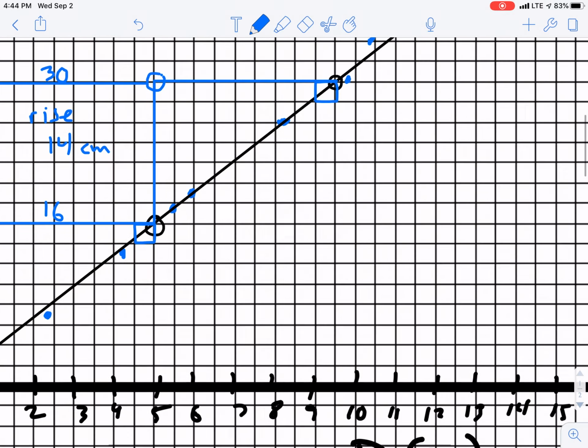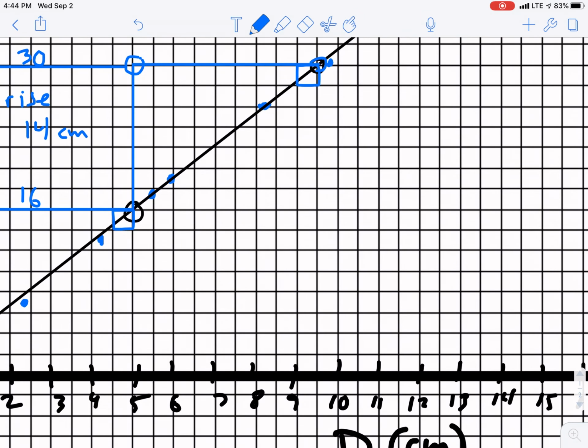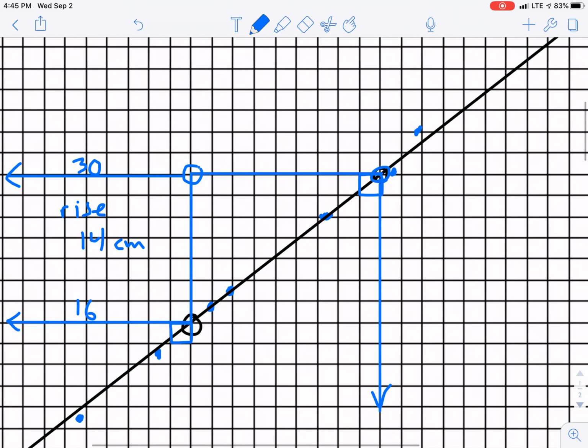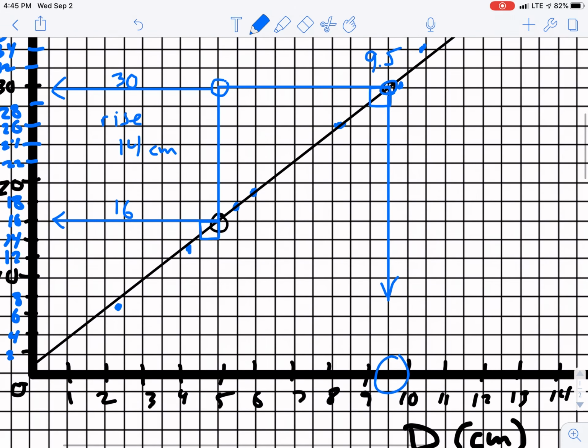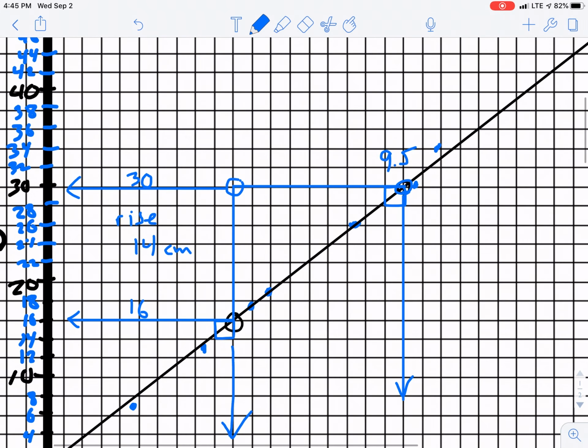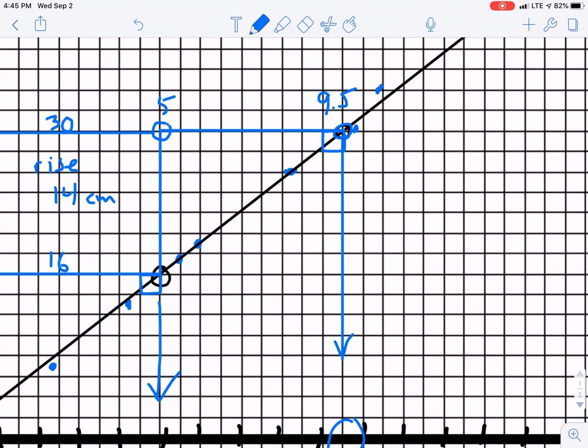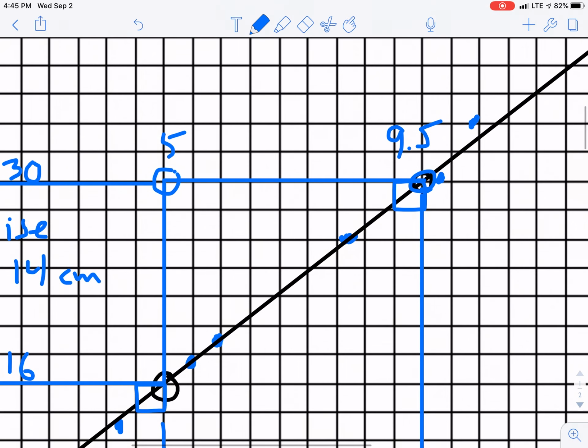My run, I do the same way. I take the right part of my triangle, go all the way down, and read off the number. That value is about 9.5. Then I read off this value, which is about 5. Notice I'm writing the values from the scale right on the slope triangle. It just makes everything so much easier to calculate. This will help me find my run. In this case, my run is 4.5. I get 4.5 by subtracting 5 from 9.5.